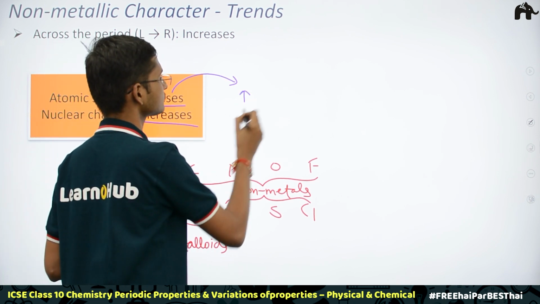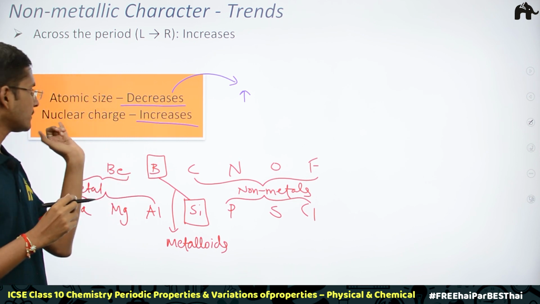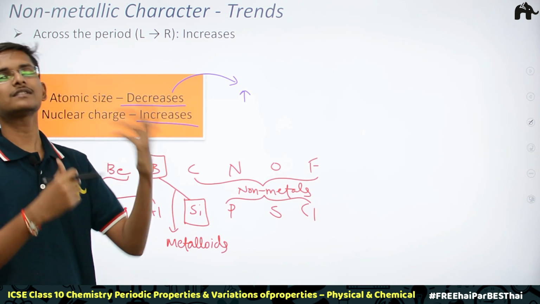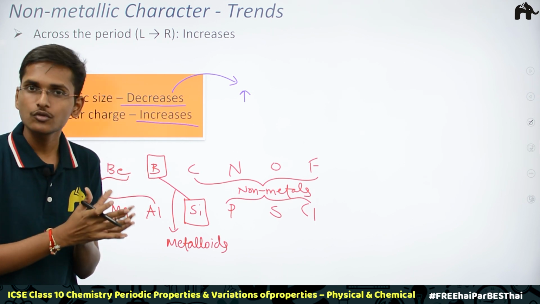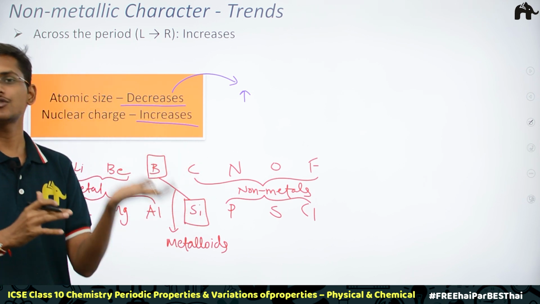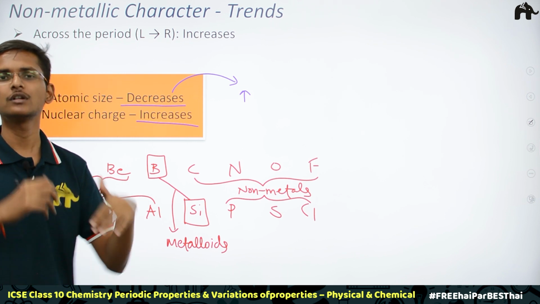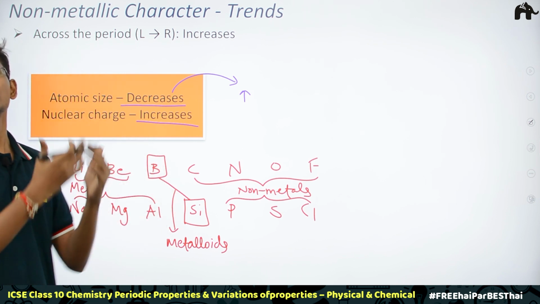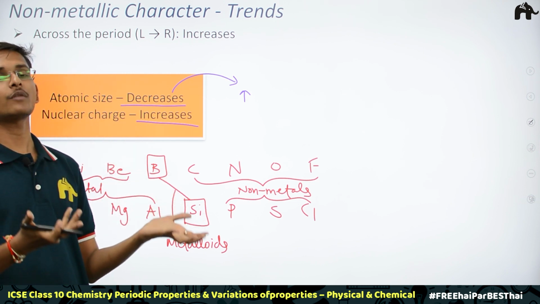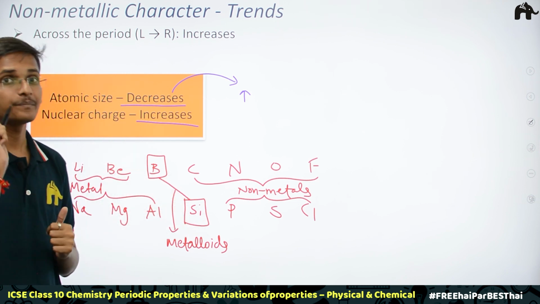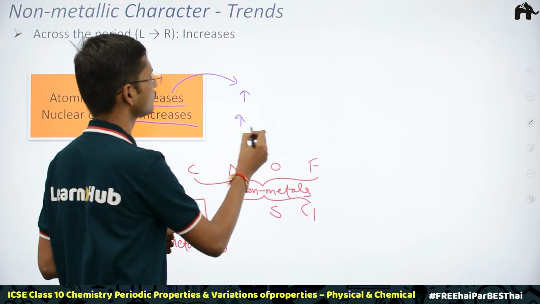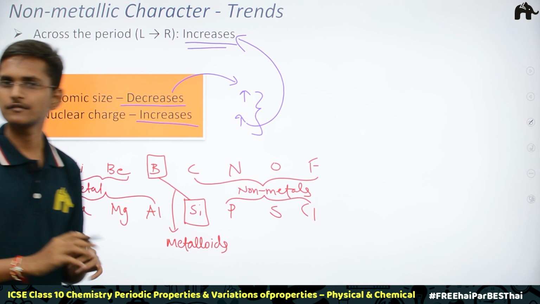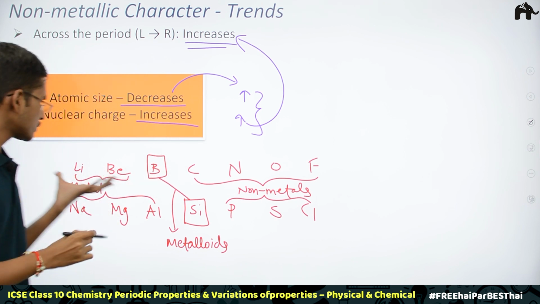Now, what would happen when the nuclear charge increases? Same thing. When nuclear charge increases, nuclear influence on the outermost shell would increase slowly and gradually. So it would be easy to gain the electron. More and more would be the tendency to gain the electron. Same story. And the more the tendency to gain electron, the more the non-metallic character. So non-metallic character also increases. So the net effect would be increase in the non-metallic character. Very simple. Now, just pay attention to the example.